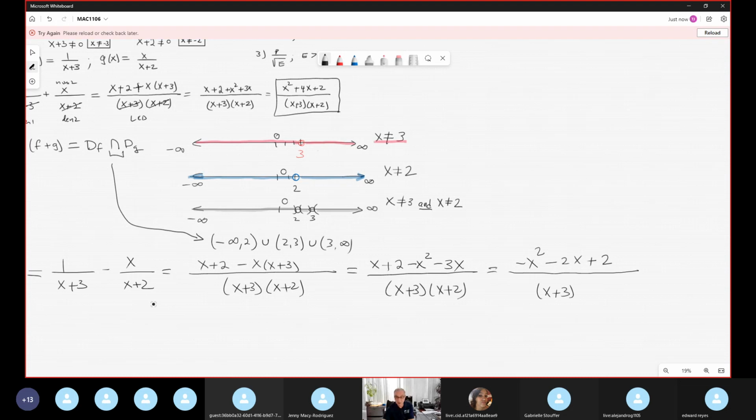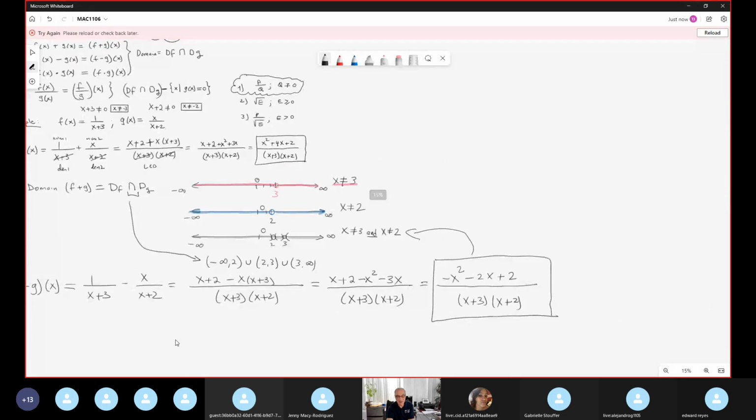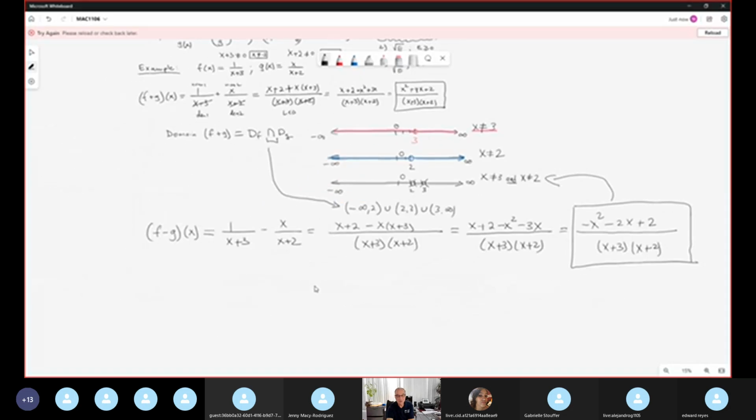This is the expression that represents the combination of these functions that are now subtracted. And by the way, guys, the domain is the same, because it's the same analysis. The bad guys in the denominator are negative 3 and negative 2. We have to keep the holes.